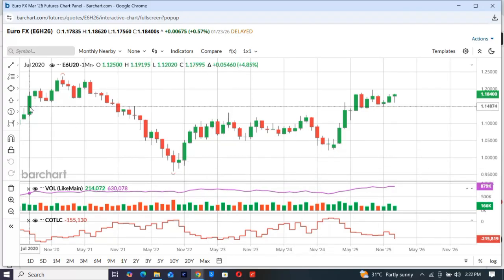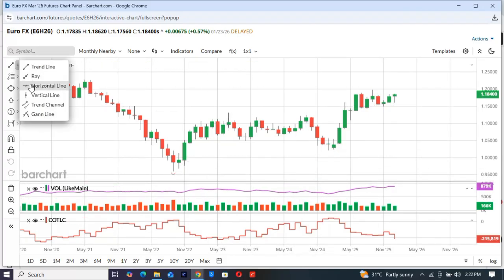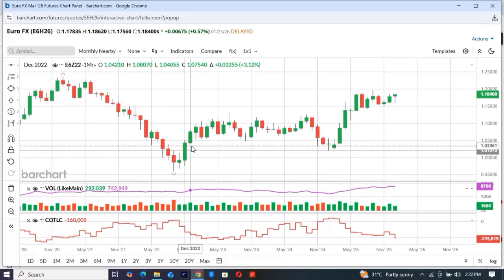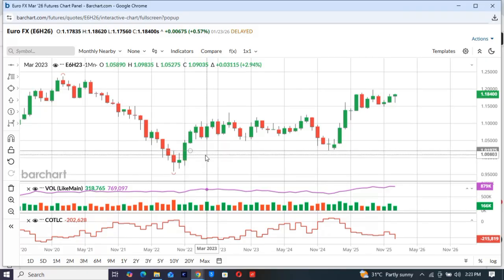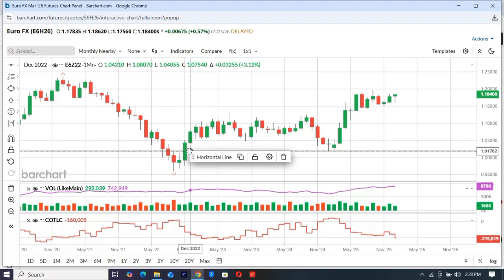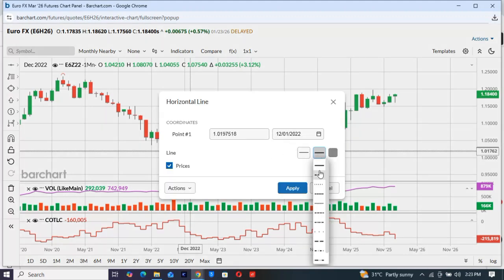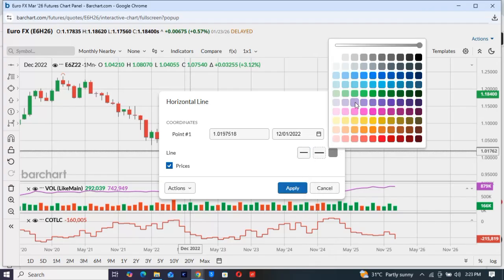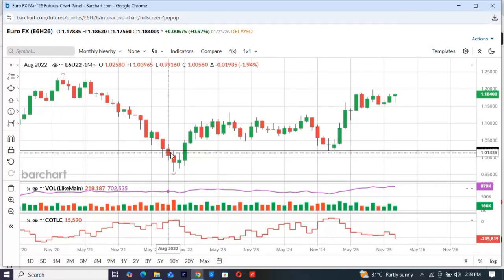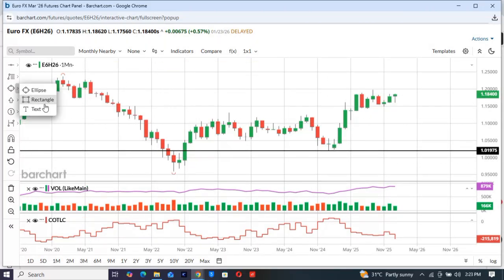Euro, after price reached for this order block over here. Now, apart from this order block, let me increase the thickness of the line. Okay, give me a black color over there. Okay, apply.